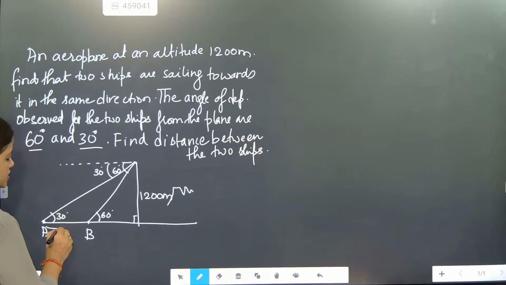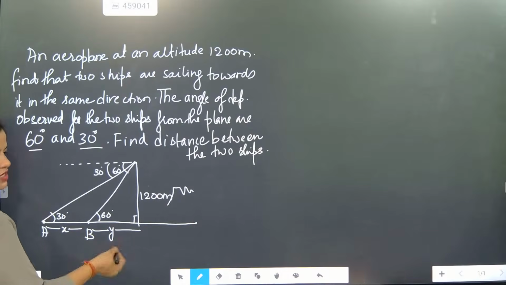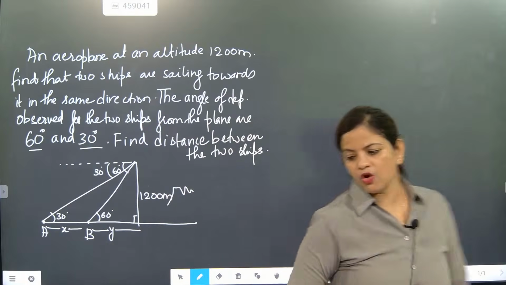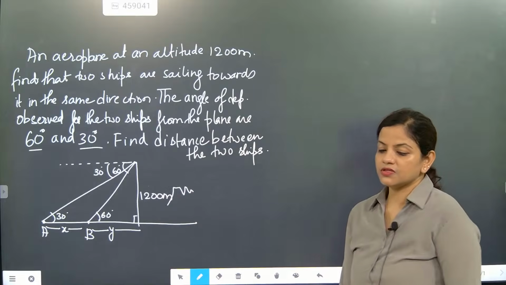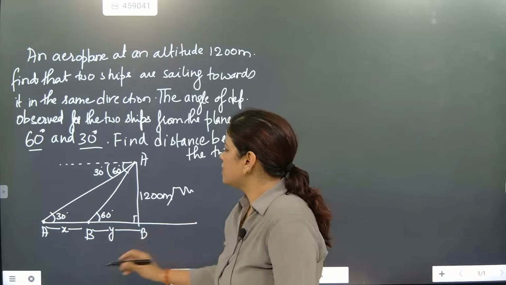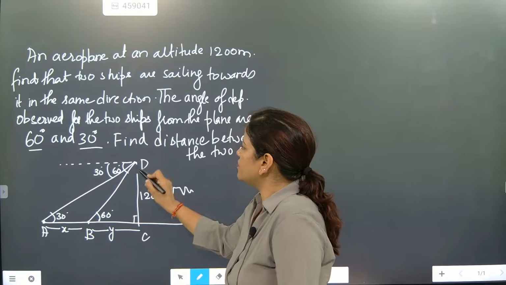Now let's take the distance as x meter and the distance between the two ships as y meter. We are going to write it as x meter and y meter. Come on, go for it, children. Now try the question, please. So here we will write it as A. Jotam, did you understand? A, B we have already written. This is C, and this section we are going to write as D.